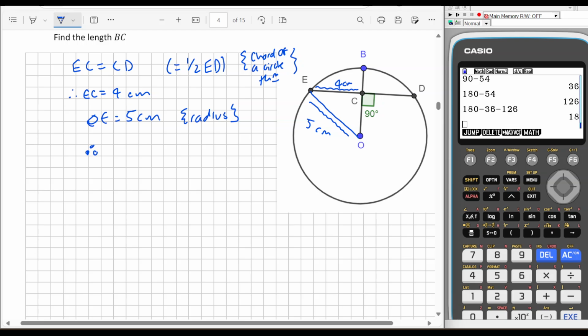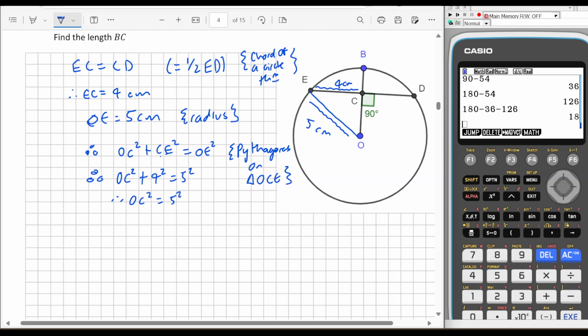Therefore, the length OC squared plus CE squared is OE squared. This is Pythagoras on the triangle OCE. And we can just fill in what all those bits are. So OC squared we don't know, but I do know what the other ones are. So that's 4 squared equals 5 squared. So OC squared is 5 squared take 4 squared, which is 25 take 16, so it's 9. So OC is 3 centimeters.